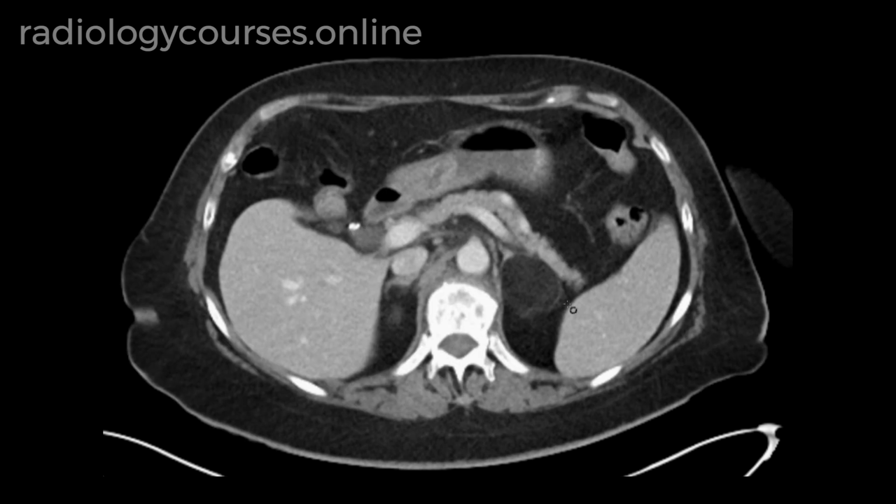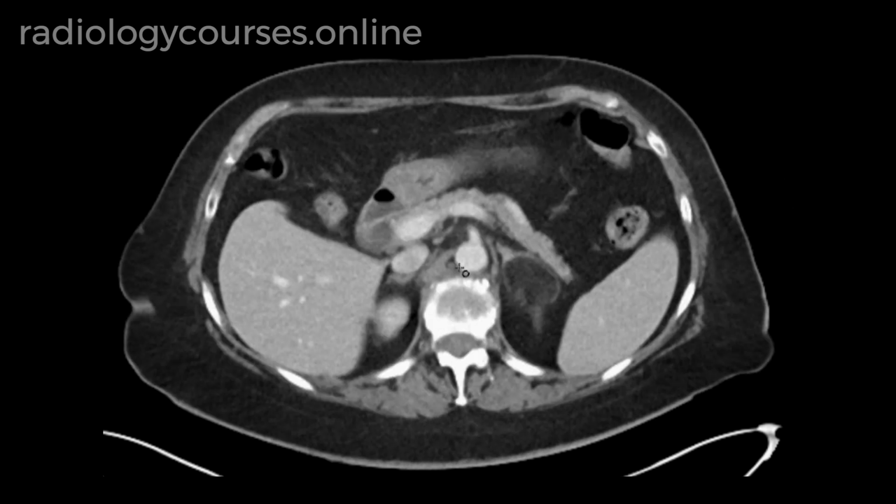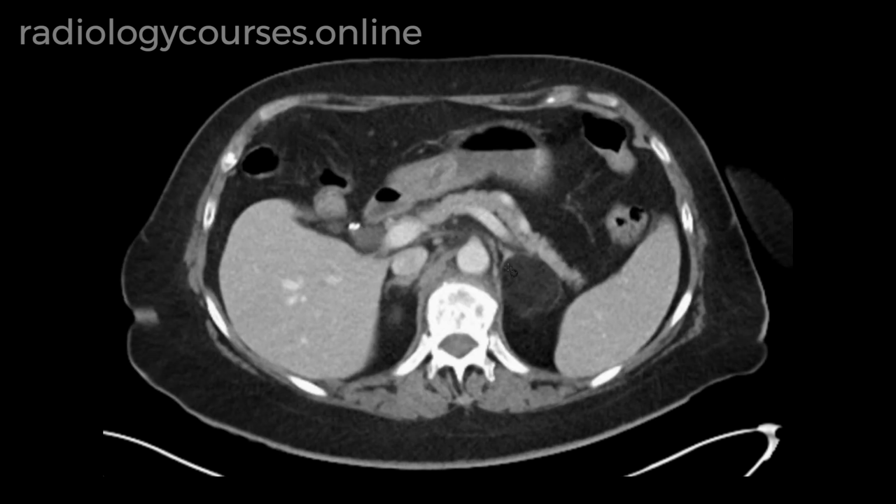The most important point to remember is there is no risk of malignant transformation of myelolipoma. Hence, once the diagnosis is proven on CT and/or MRI, there is no need for any follow-up CT or MR imaging.